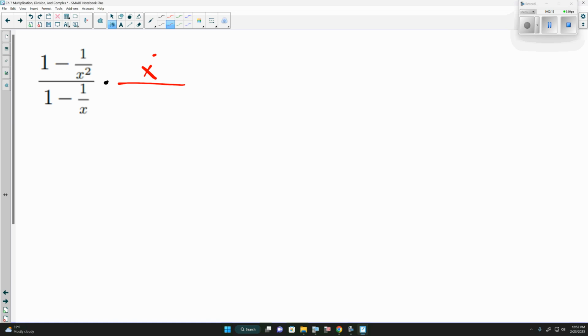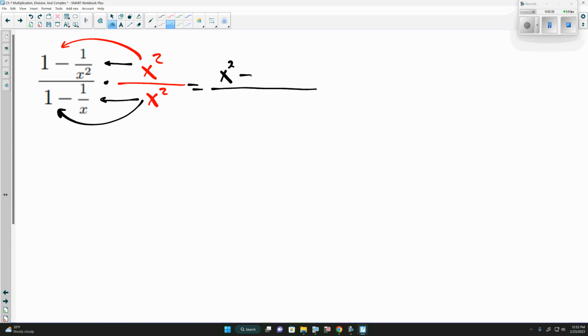So what we can do is multiply the whole thing by x squared over x squared. And when we do this, we're going to multiply each of the terms by the x squared. So the numerator, x squared times 1 is just x squared. Minus x squared times 1 over x squared would be x squared over x squared. The denominator, 1 times x squared would be x squared minus x squared over x. Questions on this so far?